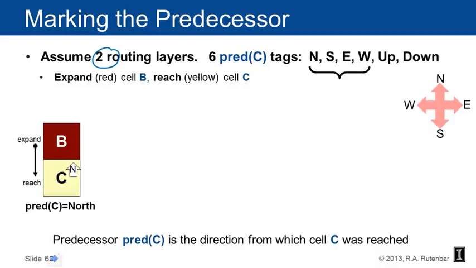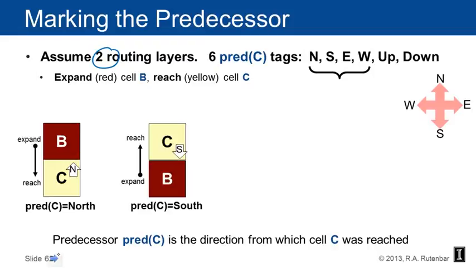So here's a little picture. Cell B is being expanded and it's reaching cell C. Okay, so you look at cell C in this picture, so B's on the top and C's on the bottom, and you say, cell B, how did I find you? And the answer is from the north. B is north. So you mark C and say north. That's the predecessor.